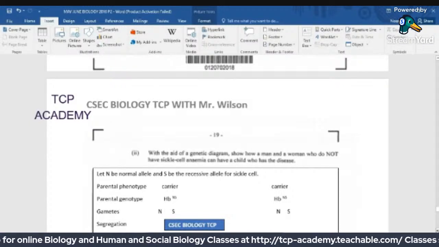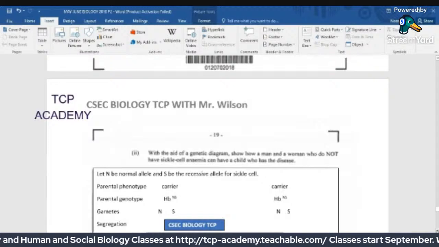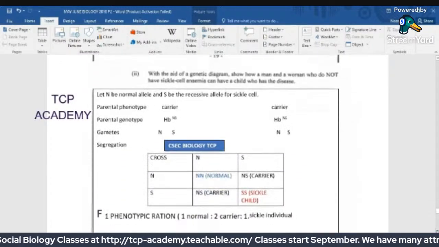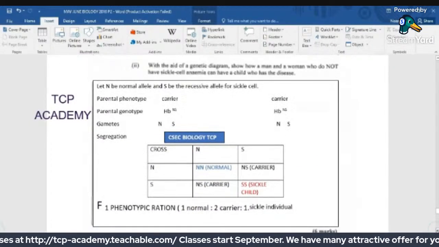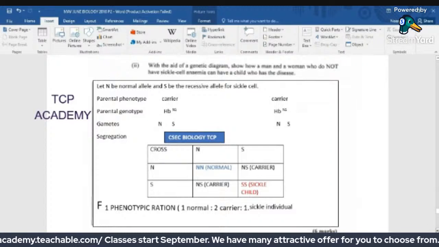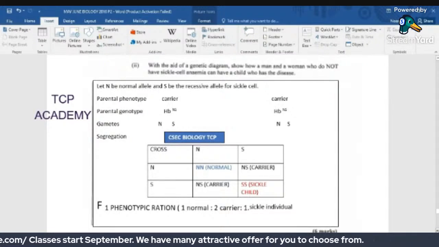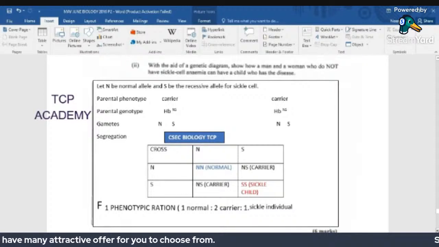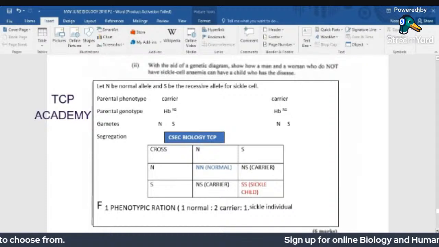Now first, there are some things that we need to do to solve this, and I'm going to show you everything on the screen that you need to do. All right, in the box is everything that we need to do. First, we have to define the alleles. So let N be the normal allele and S be the recessive allele for sickle cell anemia, for the sickle cell disease.